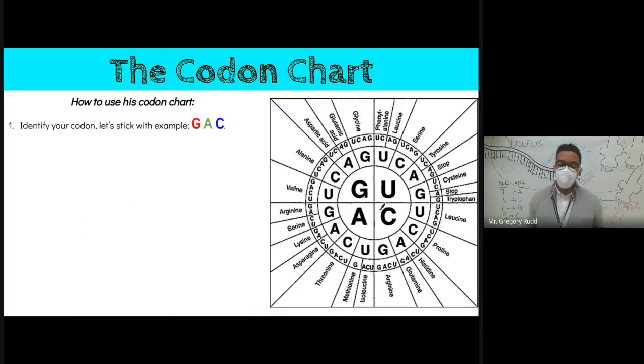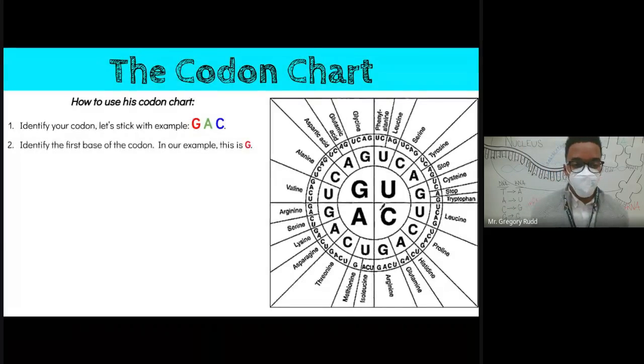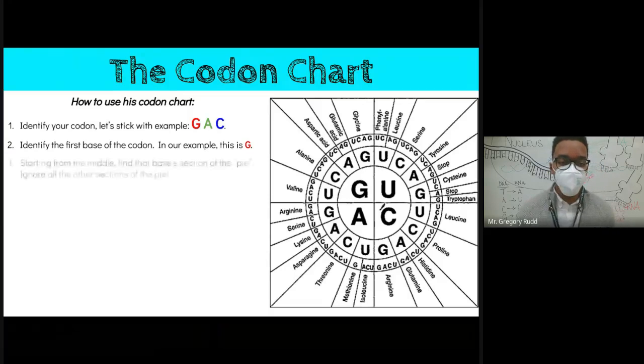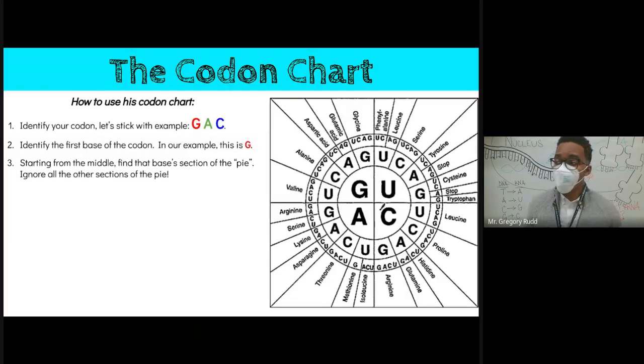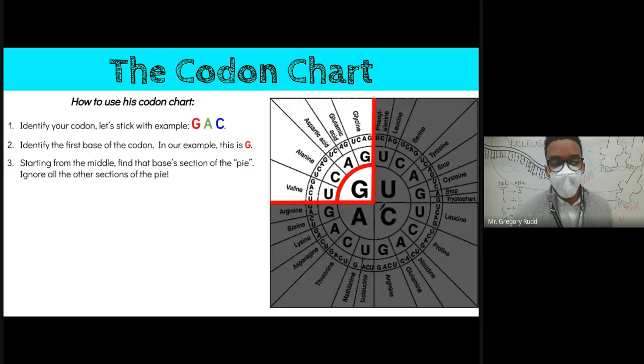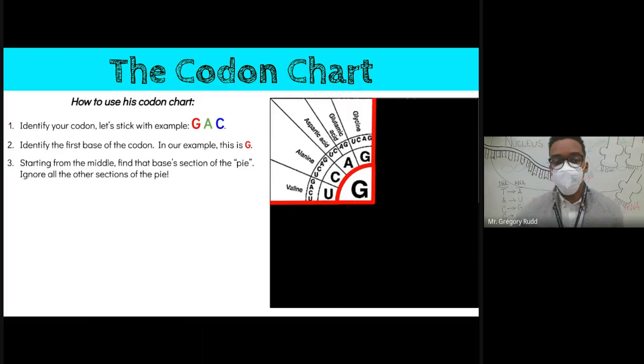So our first letter is G. The way this works is I'm going to start in the middle of the circle. We've identified the first base of the codon, which is G. Starting from the middle of the circle, I'm going to find that base's section of the pie, for lack of a better term. And then I'm going to just literally ignore every other section. So once I identify that the top left quarter of the pie is for G, I can ignore everything else. So there's G, and everything else literally gets blacked out. In my mind, I don't need to pay attention to it.